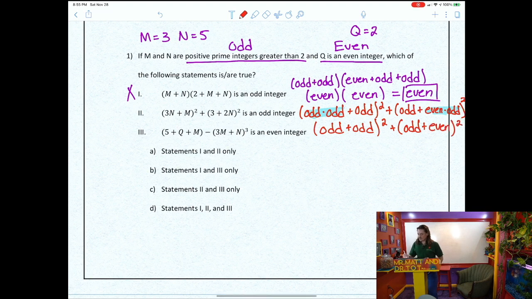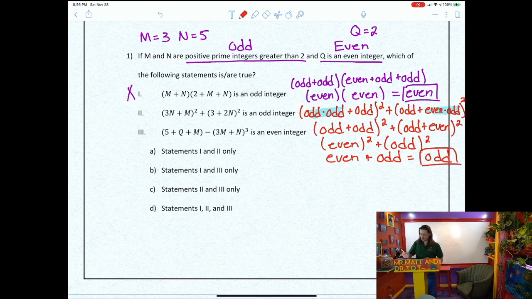An odd plus an odd will be even. An odd plus an even will be odd. Now an even squared will stay even. An odd squared will stay odd, because that's the same thing as an even times an even, and then an odd times an odd. An even plus an odd will be odd. So statement 2 is true.